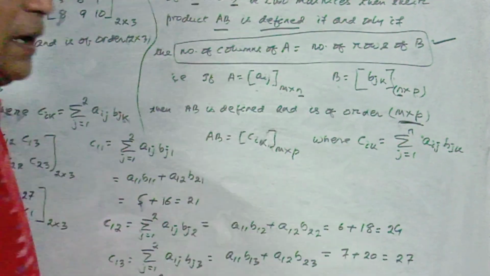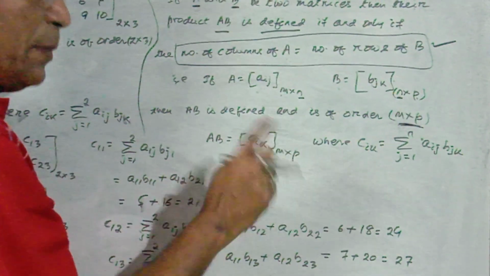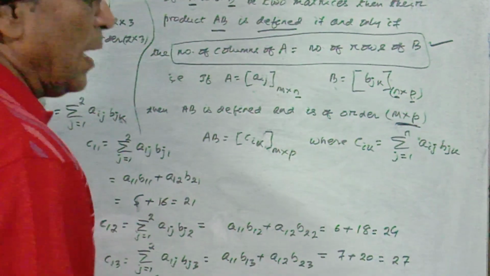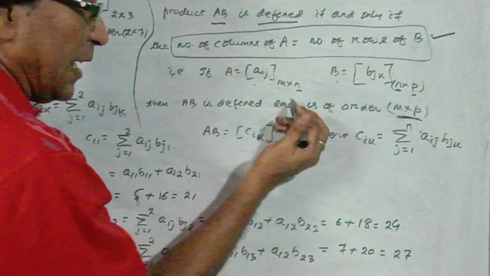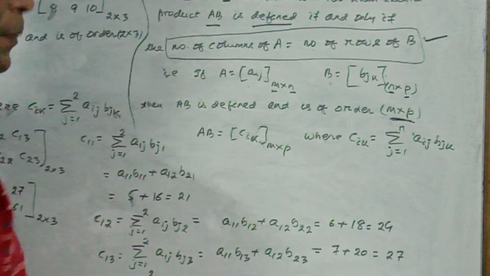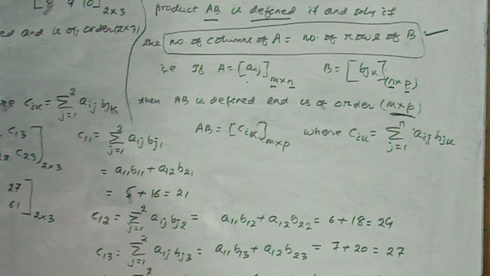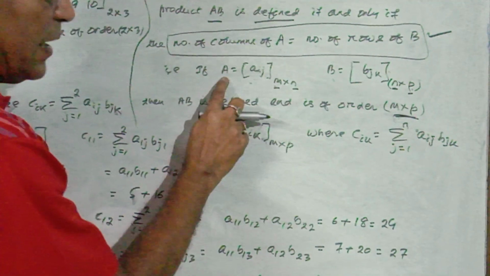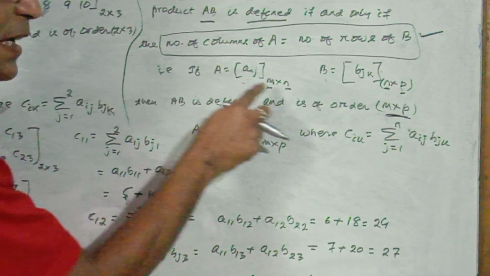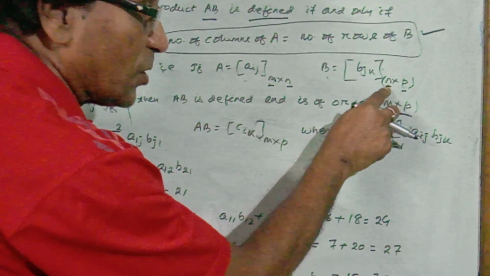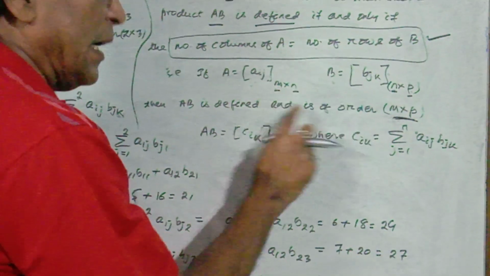BA is not defined. Why is BA not defined? Because the number of columns of B is p and the number of rows of A is m. Since p is not equal to m, BA is not defined, but AB is defined. Why is AB defined? Because the number of columns of the first matrix A is n and the number of rows of the second matrix B is also n. That's why AB is defined.